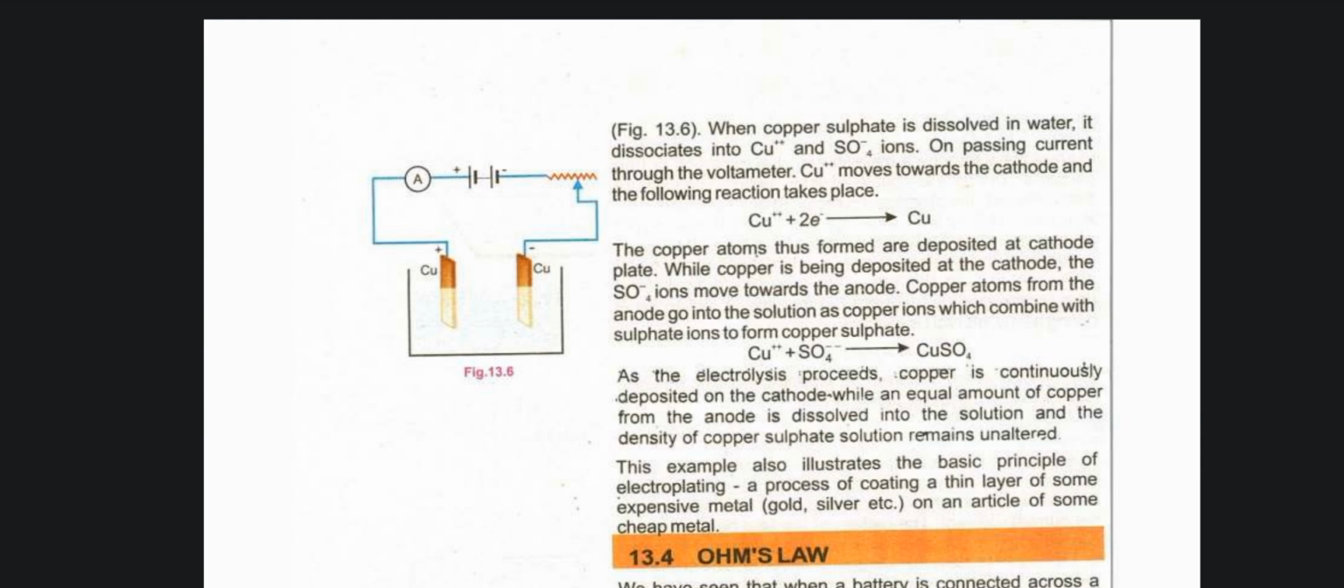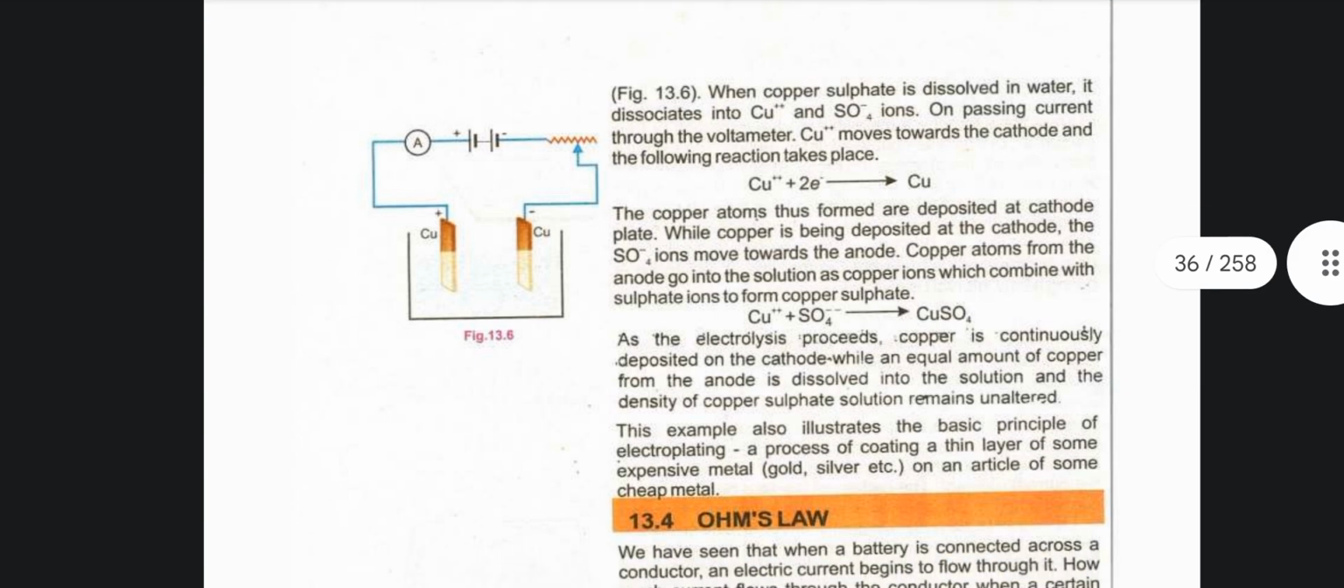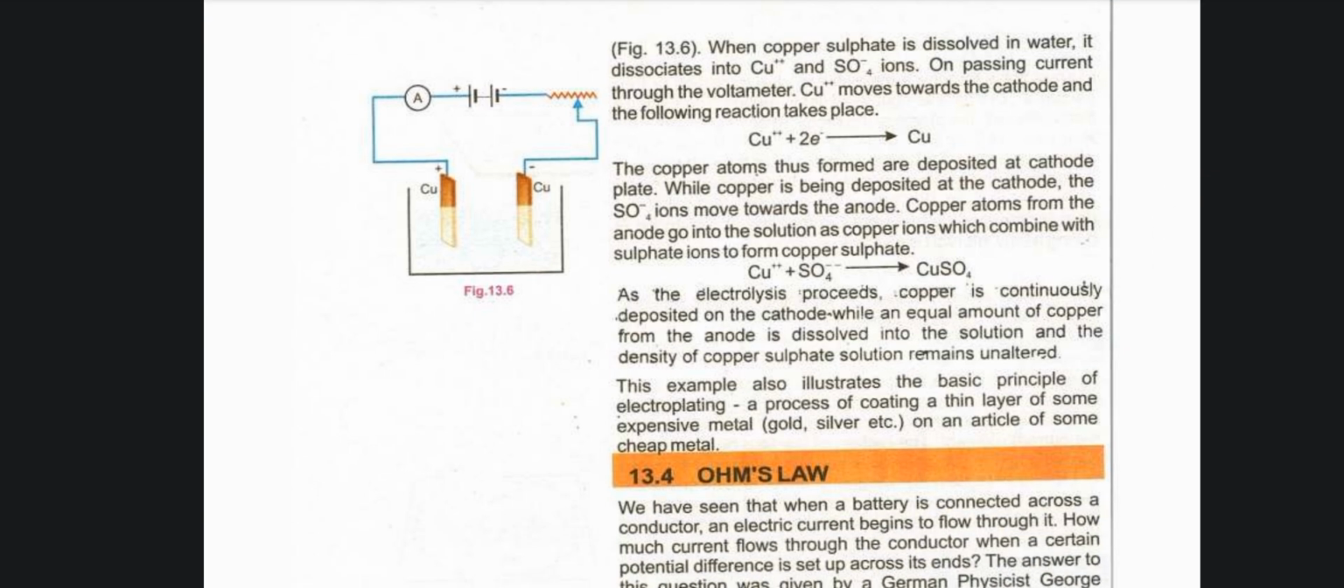As electrolysis proceeds, copper is continuously deposited on the cathode, while an equal amount of copper from the anode is dissolved into the solution, and the density of the copper sulfate solution remains unaltered. This example also illustrates the basic principle of electroplating, a process of coating a thin layer of some expensive metal, gold or silver, on an article of a cheap metal.